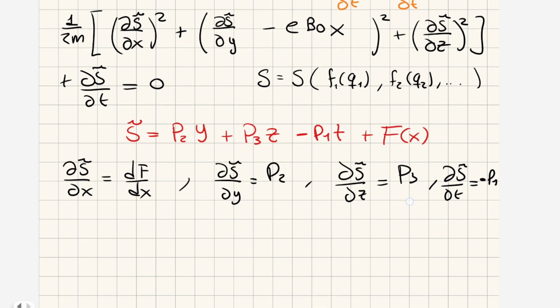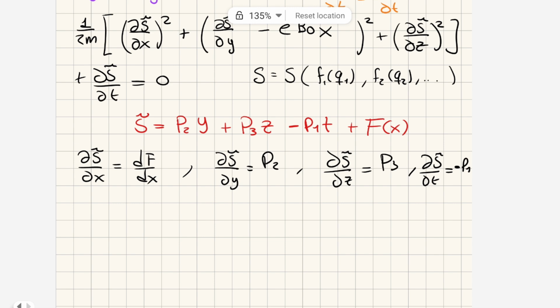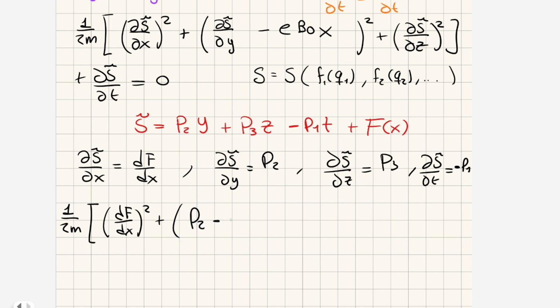Okay, perfect. So with this we can substitute into the equation to get 1 divided by 2m. It will be here the derivative of f with respect to x squared plus the derivative of s tilde with respect to y, which is p2 minus e b0x squared plus p3 squared, right?